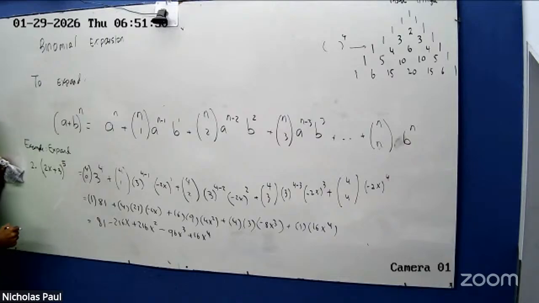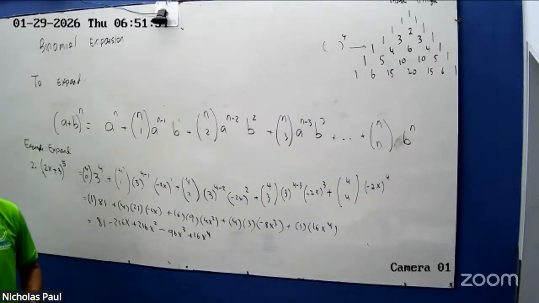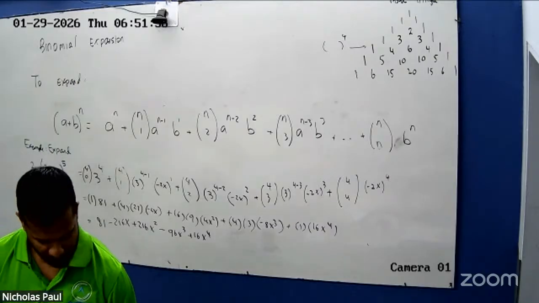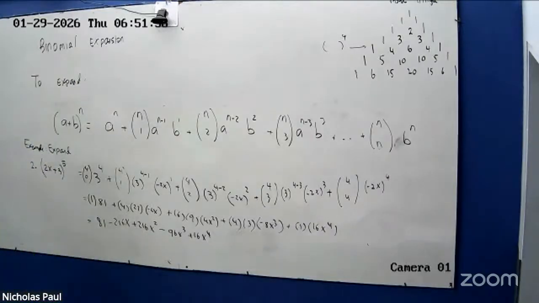Two x plus 3 to the power of 5. Give me a small number, right? That's where to get the hang of it. Do that, expand 2x plus 3 to the power of 5.